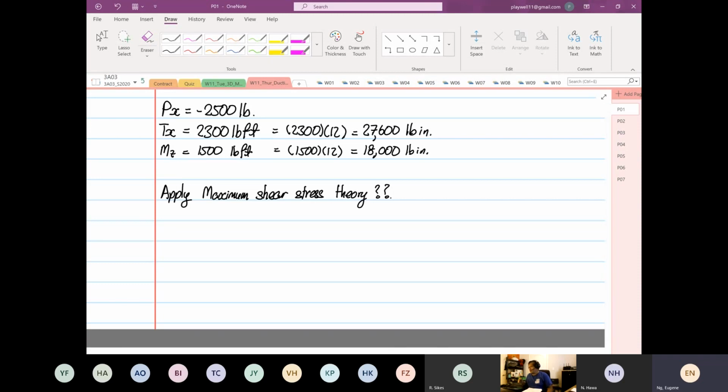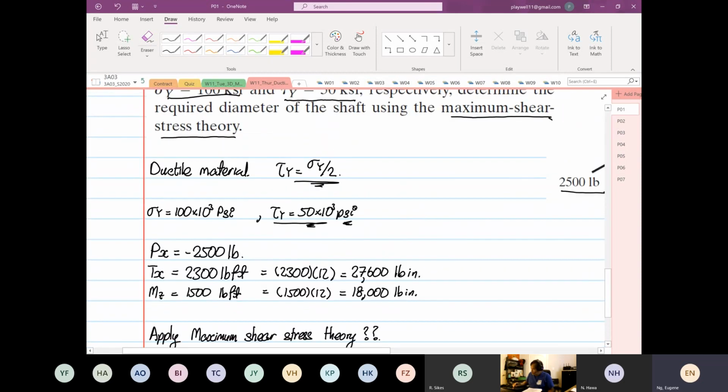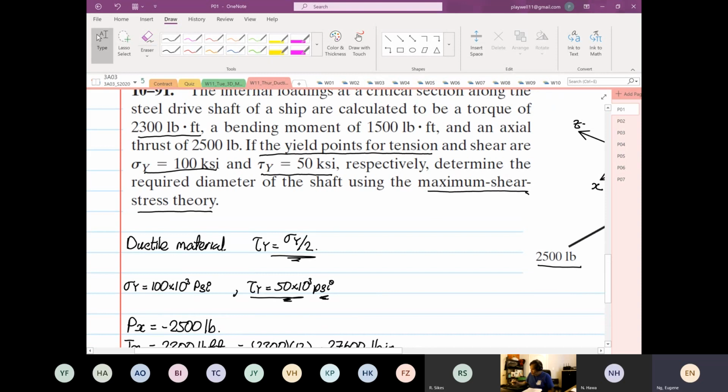What's so unique about the maximum shear stress theory? Okay, so this is not a distraction. This is to see whether you understand the maximum shear stress criteria. Okay, so the only thing that's given to us is this, right? The yield point for what? Tension. They only mention the name, what? Tension. Okay, why is this a problem?